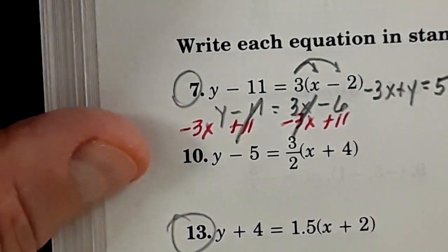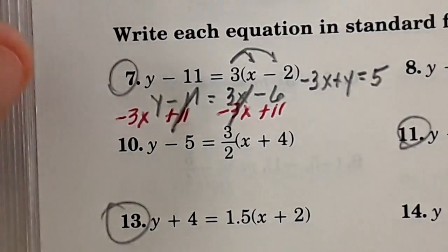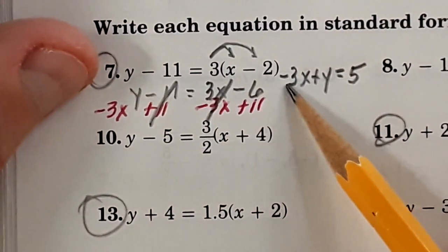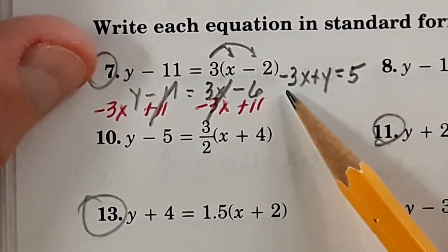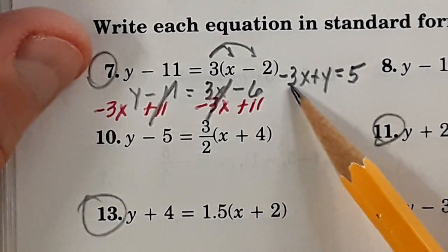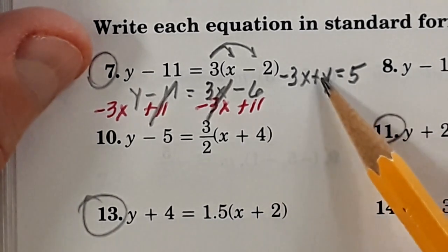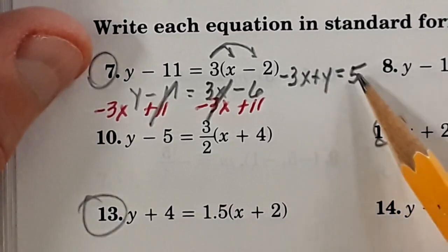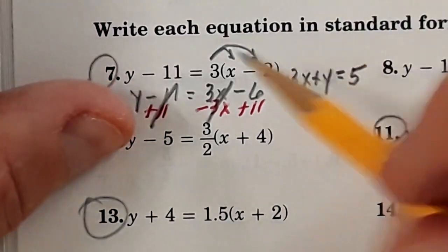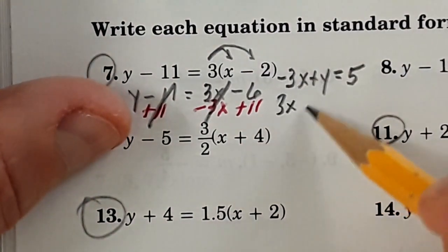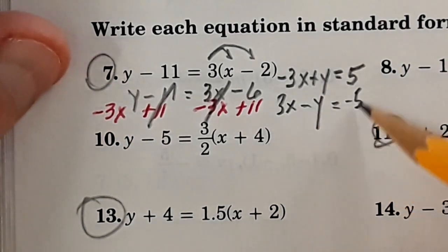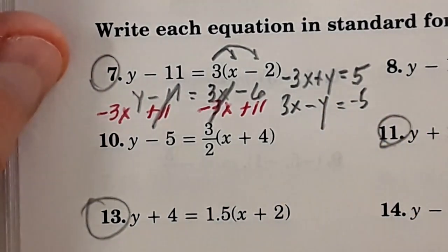What's the next step? What can't you have? Joe? Right, you can't have a negative leading coefficient. That's what it's called. So you got to get rid of the -3 and make it +3. If you do that, you got to change the plus y to minus y and the 5 to -5. So basically, you're just changing all the signs. So we have 3x minus y equals -5, and we have now put that in standard form.